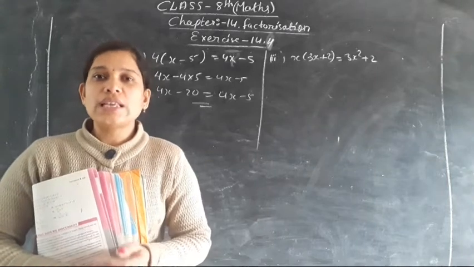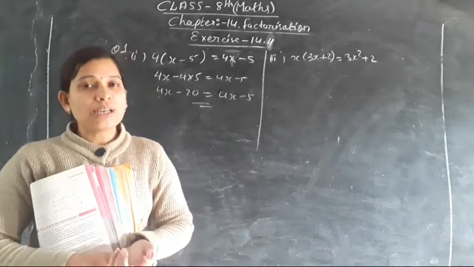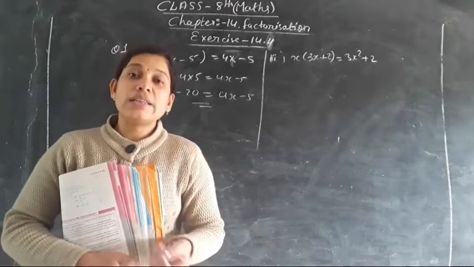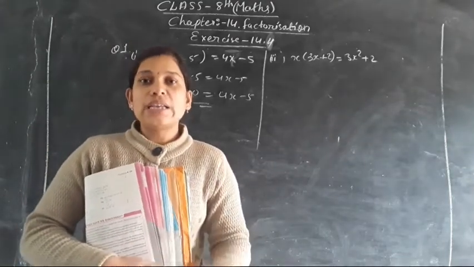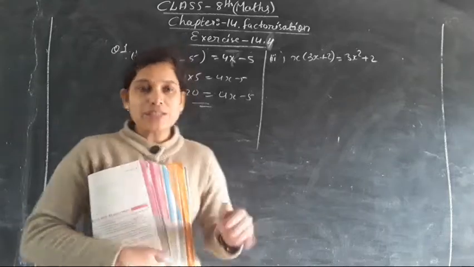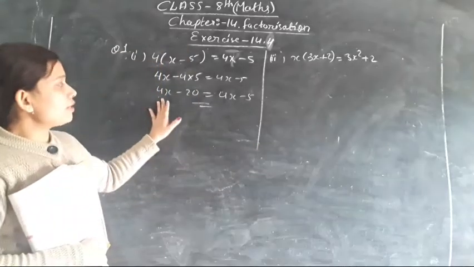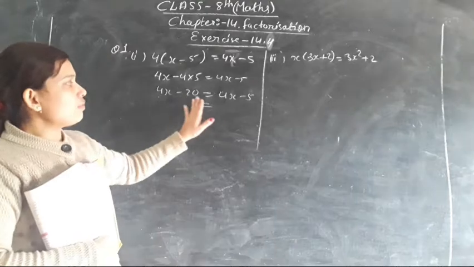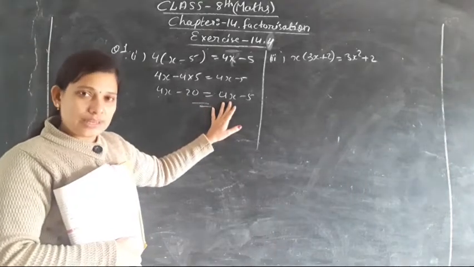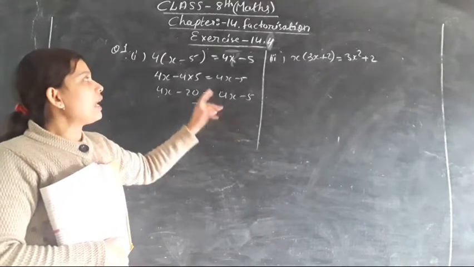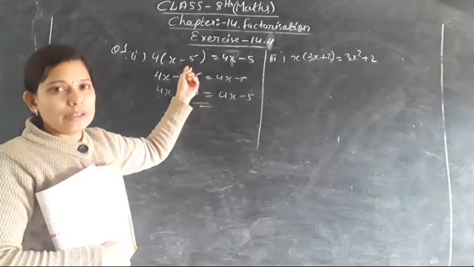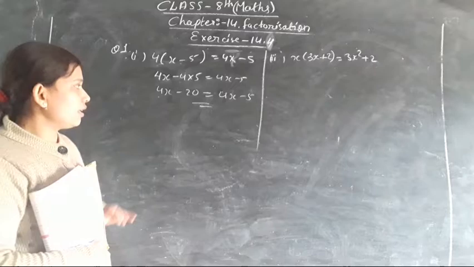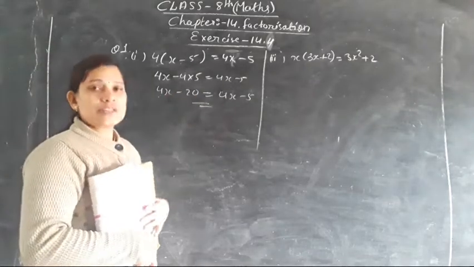Understood? While solving the LHS, we can see that 4x minus 20 is not equals to 4x minus 5. So what is the mathematical error? This is the mathematical error. Understood? So here the mathematical error is shown, and on correcting it you should get 4x minus 5.